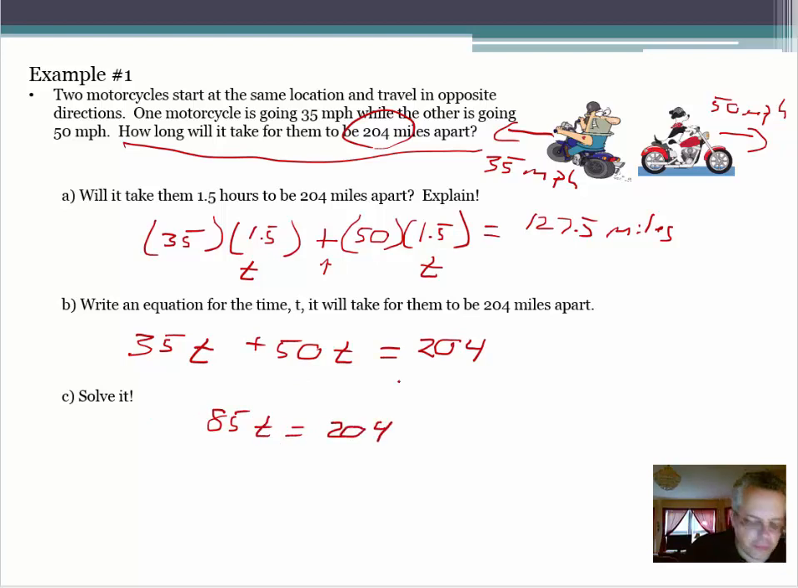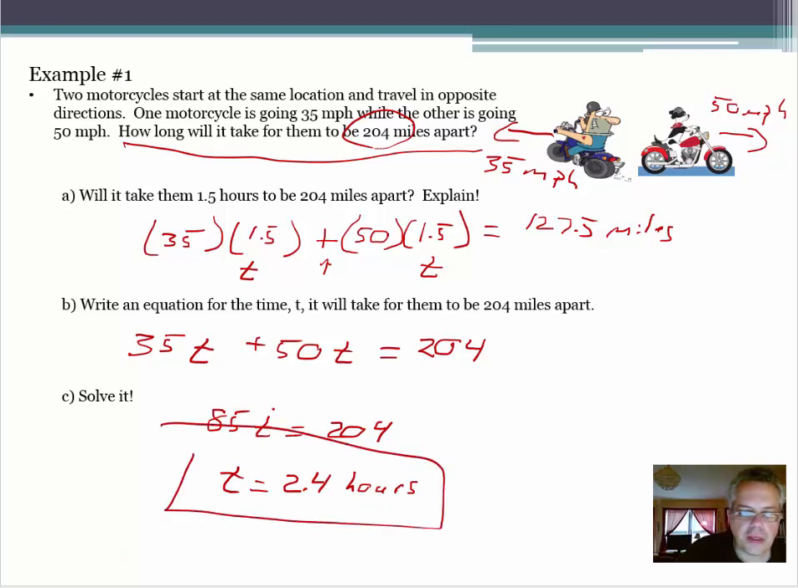This is really easy to solve. We just got to do a division. So 204 divided by 85 ends up being 2.4 hours. That's 0.4 hours, a little bit less than half an hour, so a little bit less than 2.5 hours. So remember, this doesn't mean 2 hours and 40 minutes. It's 2 hours and 4/10 of an hour, 2.4 hours. Like I said, a little bit less than 2.5. All right, that's our first example.